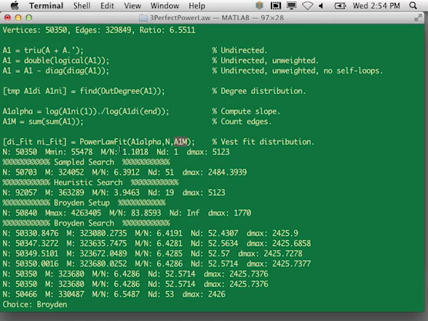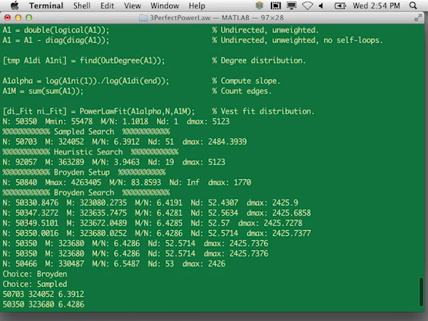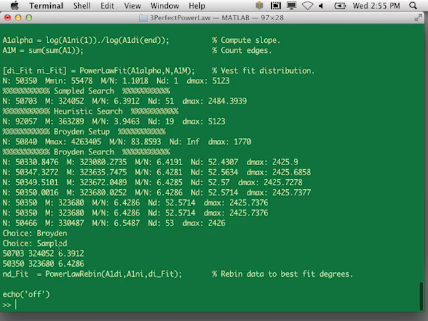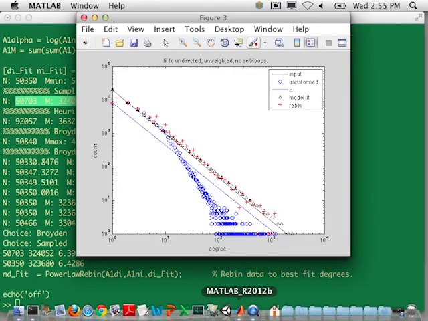We rarely get an exact match, but you can see here it is choosing different ones, and this gives you kind of how it's doing. From the sample search, this shows you the number of vertices and the number of edges it was able to achieve. The heuristic search didn't do very well at all, and then the Broyden search did a pretty good job. So it ended up comparing all of these, and it ended up choosing the sample search, the first one it did. It liked that best of all. So we look at that here.